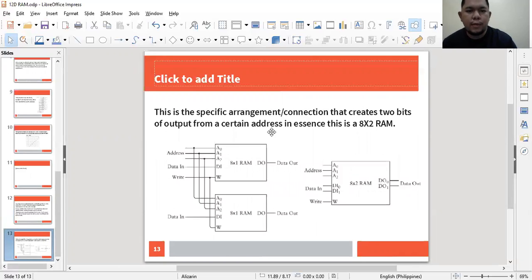This is the specific arrangement or connection that creates 2 bits of output from a certain address. In essence, this is 8x2 RAM. We see that the address is connected to both 8 by 1 RAM, but each 8 by 1 RAM has a different data input. All right, and also both of these RAM are connected to a single write input, so they are simultaneously being written into.